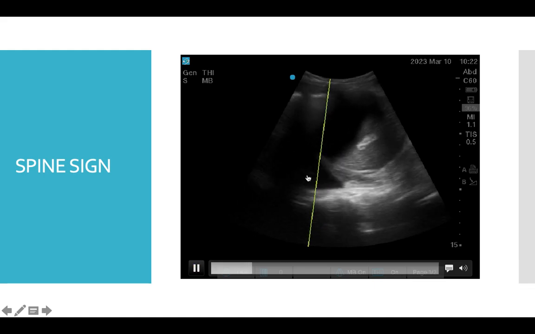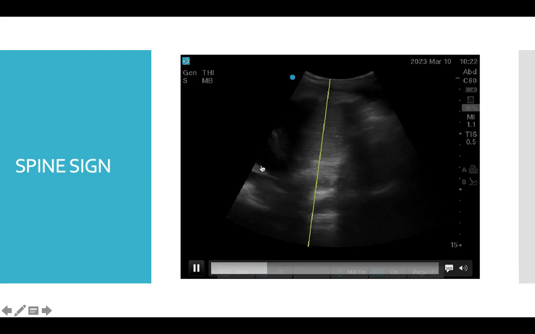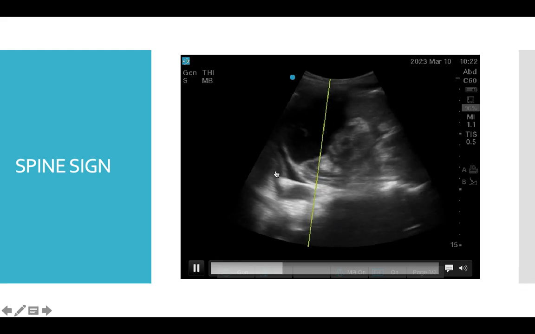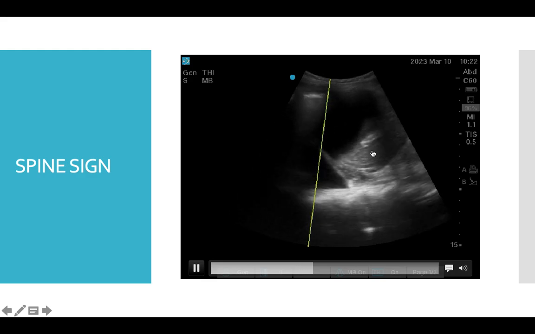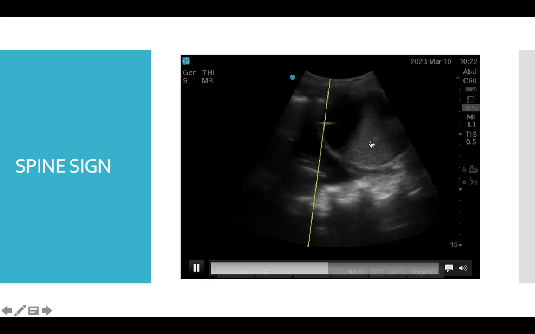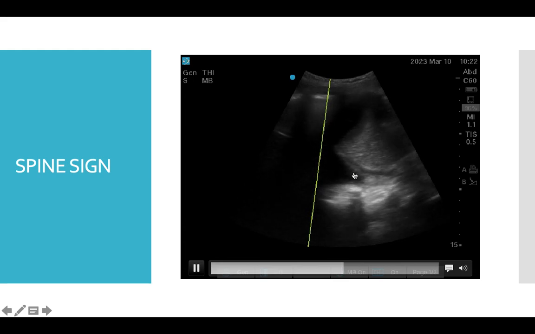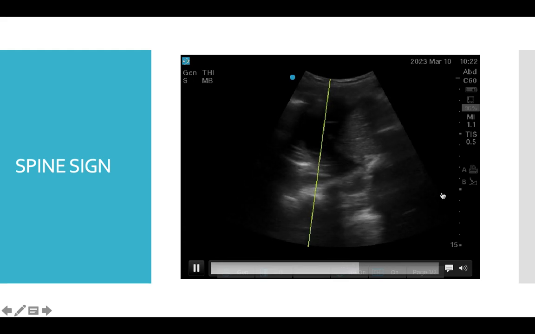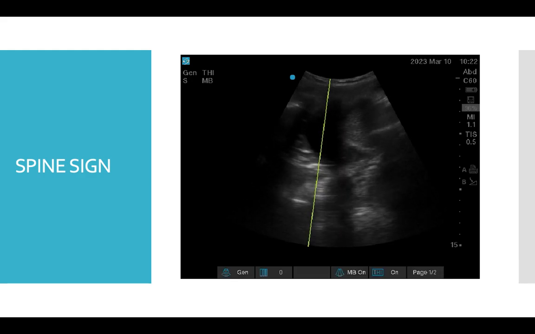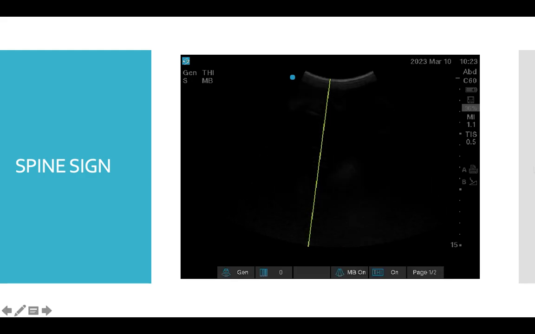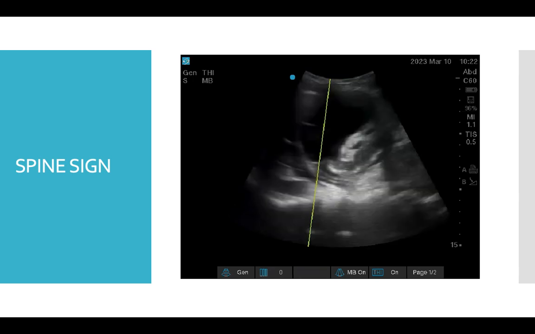Here you will clearly see that the lung is floating inside the pleural fluid. So there is fluid inside the peritoneum also, and there is fluid inside the pleural cavity also. So this is how you can diagnose pleural effusion along with free fluid collection inside the peritoneal cavity. So this is the importance of the spine sign, and you can diagnose pleural effusion with it. Thank you very much.